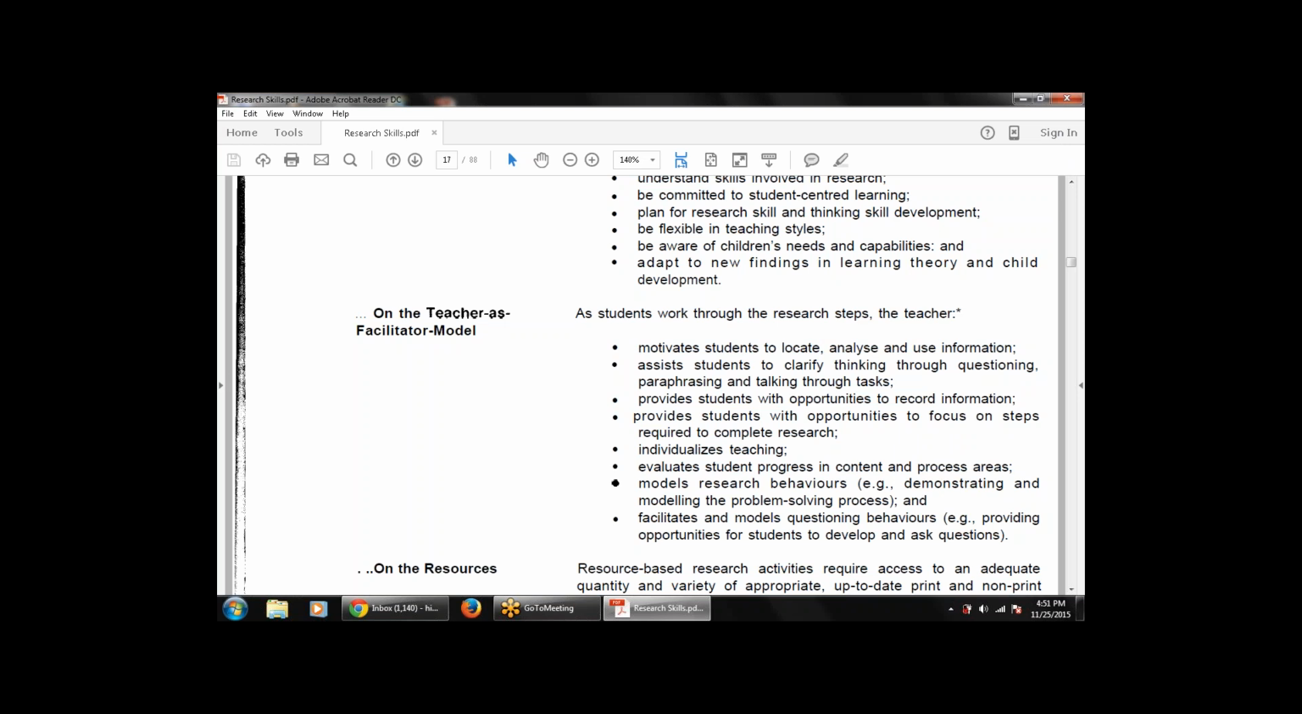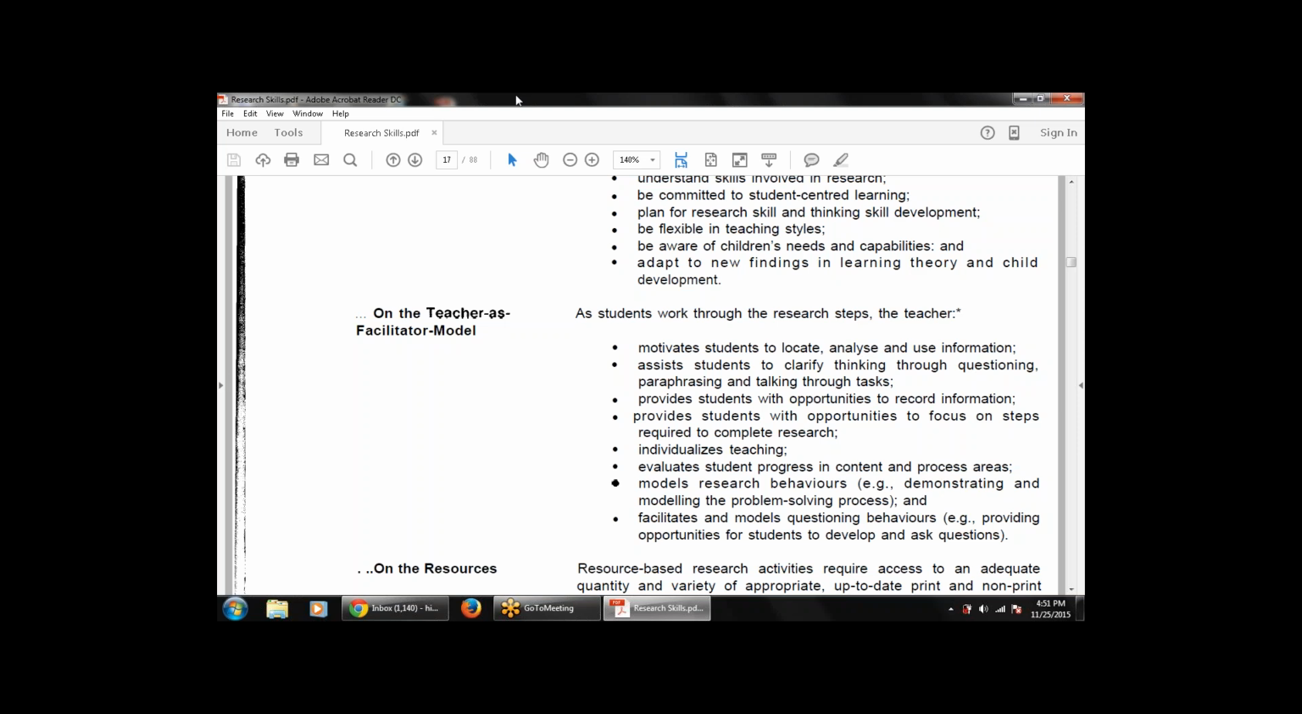Then also assess the students to clarify thinking through questioning. That is, assess the students to clarify the thinking. If there is any doubt in your mind, you clear it with me. In the same way, the teacher must assess the student to clarify the thinking through proper questioning.